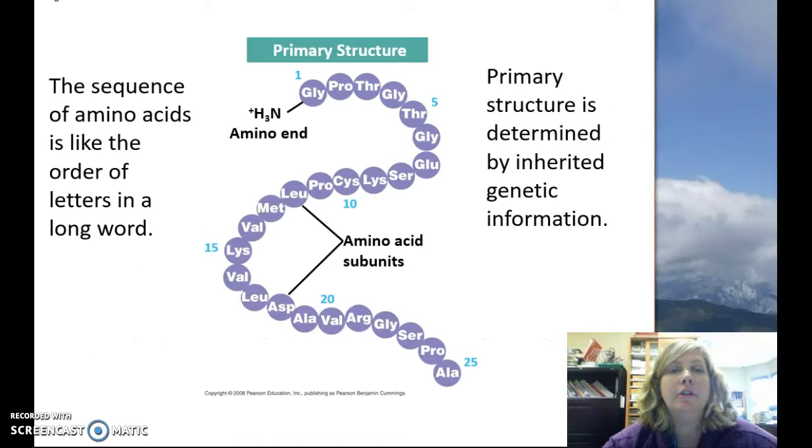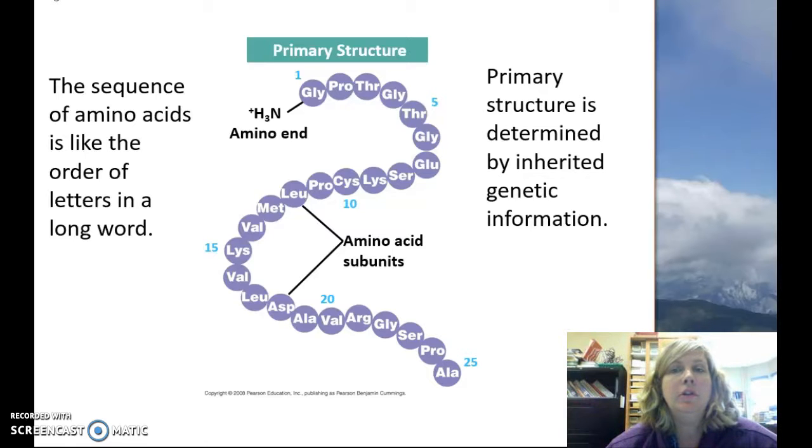So here's the primary structure. The sequence of amino acids is like the order of letters in a long word. Primary structure is determined by inherited genetic information. This information is directly written on the DNA within the nucleus. So you see the amino end, you see each amino acid subunit gives the primary structure.